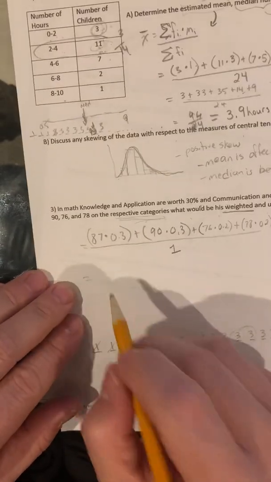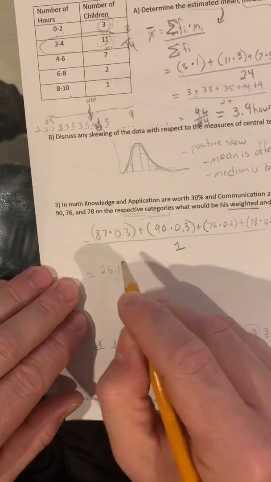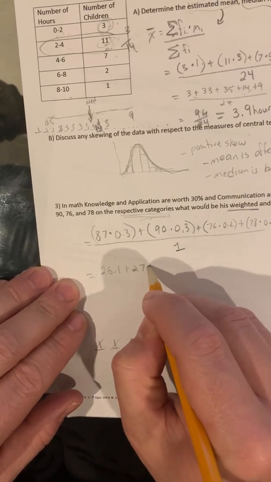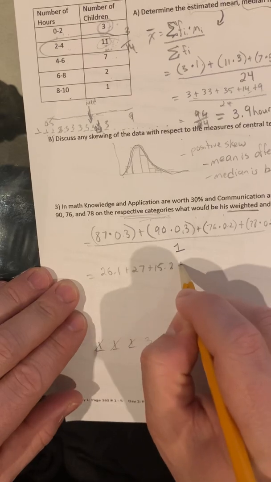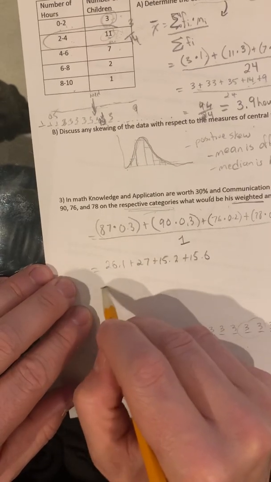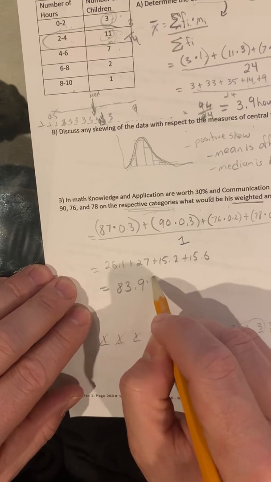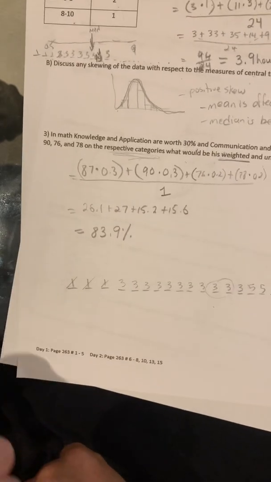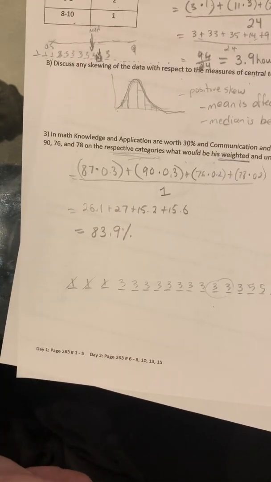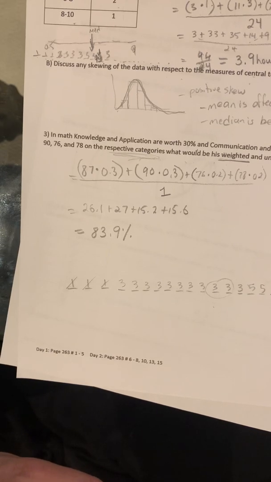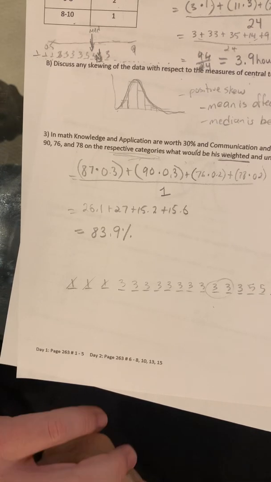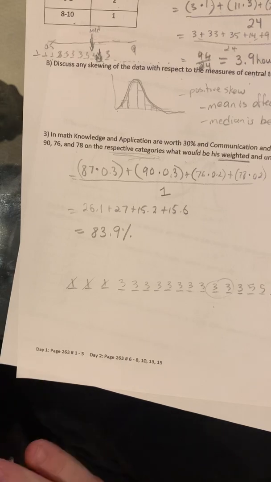Okay, so if we multiply them all together, you get 26.1 plus 27 plus 15.2 plus 15.6, which gives you an average or percentage of 83.9%. So Josh's weighted mean would be 83.9%.